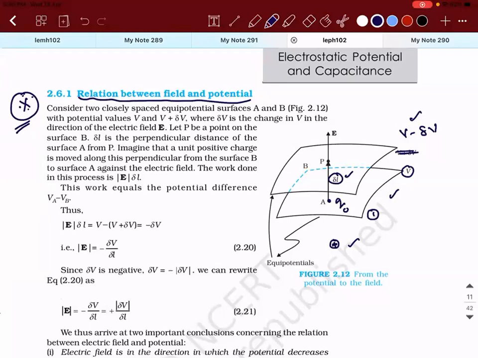Potential will decrease. As distance increases, potential will decrease. That is what I meant. That is why I wrote V minus delta V.